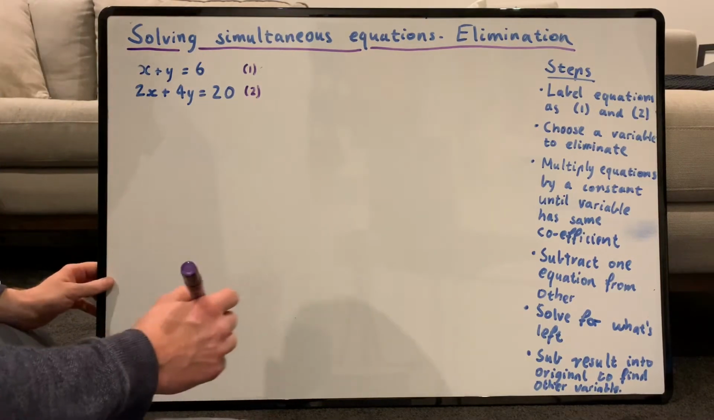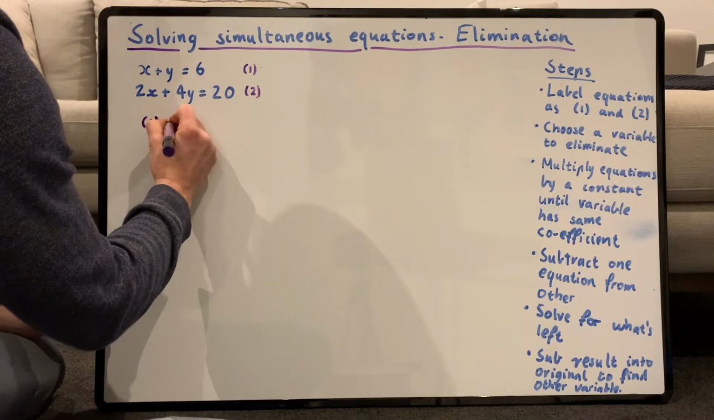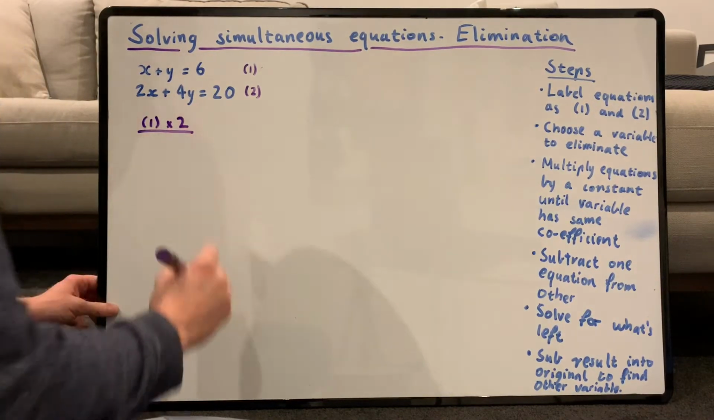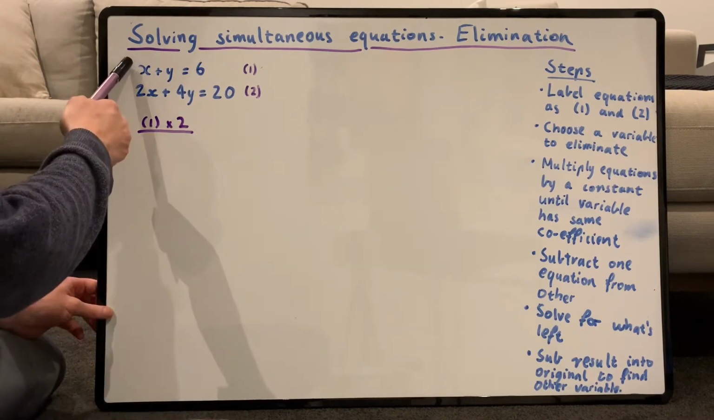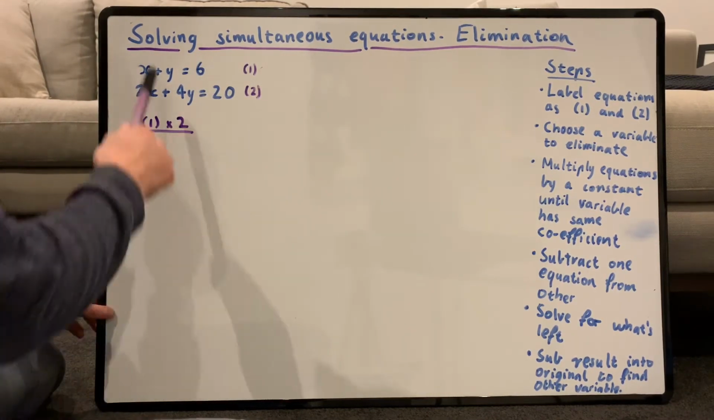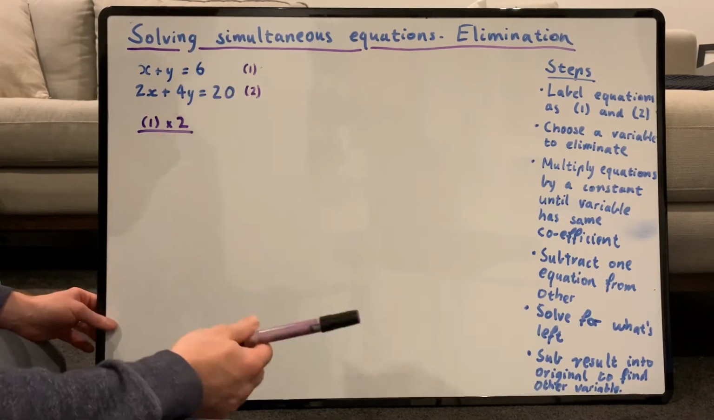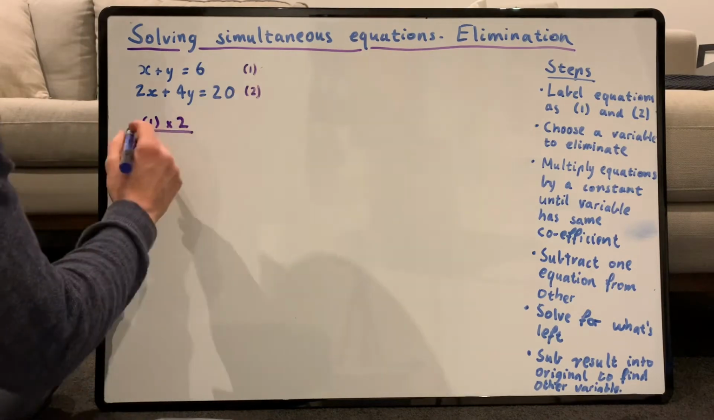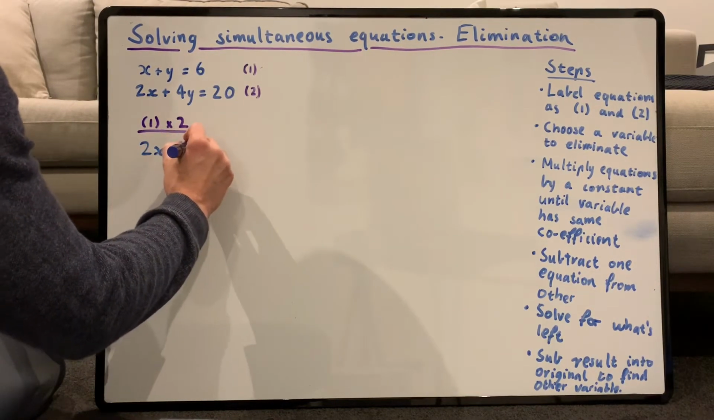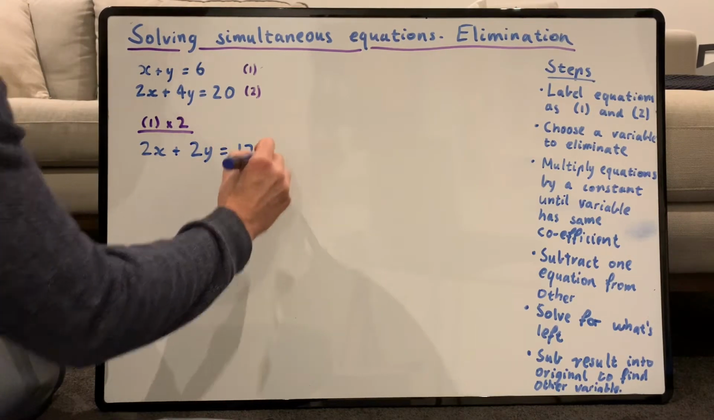Okay, let's do it. So the way we do it is we go equation 1 multiplied by 2. Because the thing is, if you just put a 2 here, it's not the same equation anymore. However, if you multiply everything in the equation by 2, the equation stays the same. 2x plus 2y equals 12.